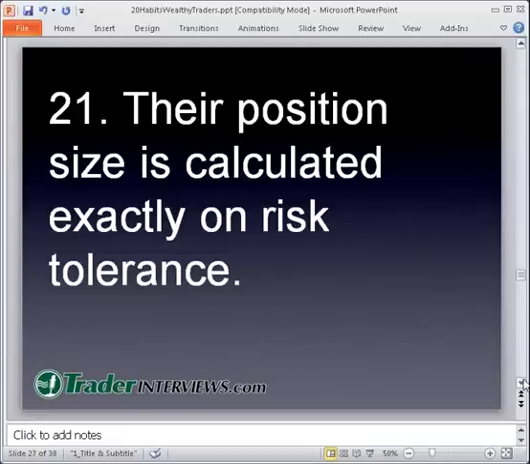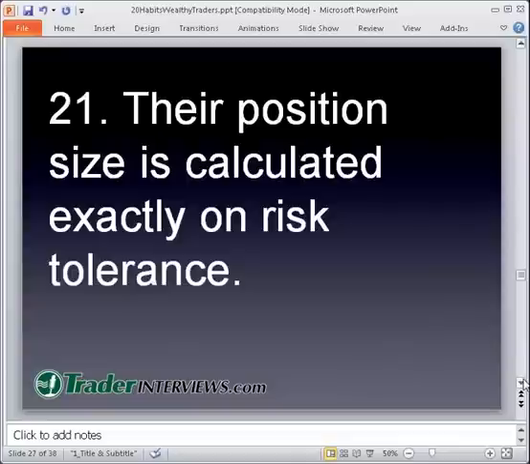All right, 21. The position size is calculated exactly on risk tolerance. This goes back to where they set their stop loss and everything else. Most traders I talk to who are relatively new, and some who are veterans, will say, my position size is 1,000 shares. I trade 1,000 shares on everything I trade. Okay, I suppose that's one way to do it, but the wealthy traders I talk to, they have no position size. If I ask them, when you trade Google, how many shares do you trade? And they'll tell me, well, that's entirely dependent on how much I'm willing to lose.